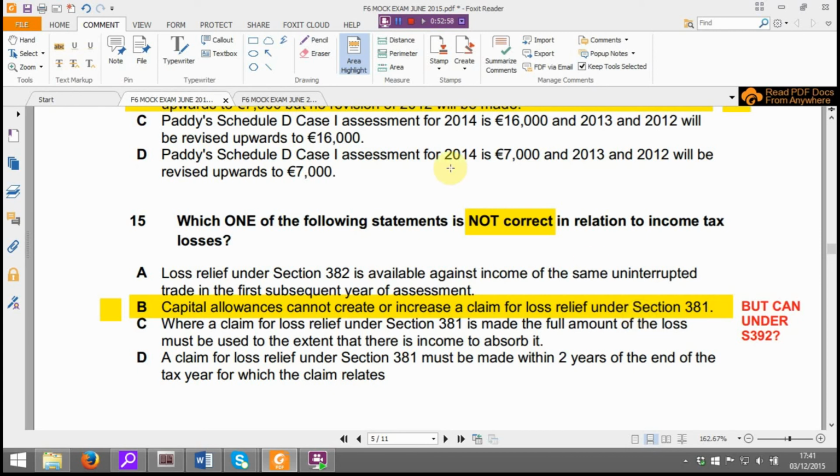Okay, so anyway, that is the summary of MCQ questions 1 to 15. Hopefully that's been helpful to you.